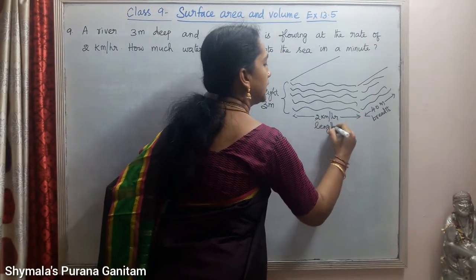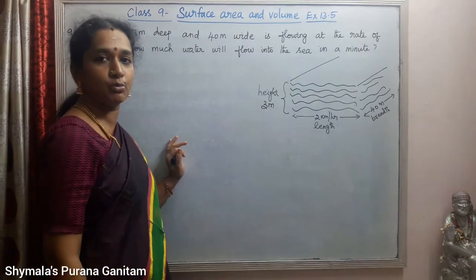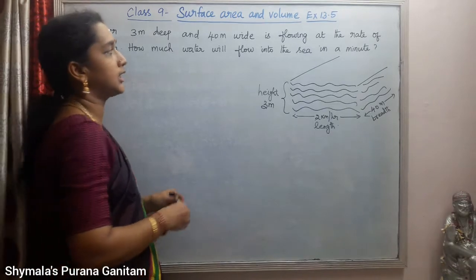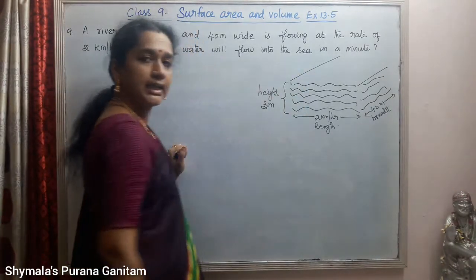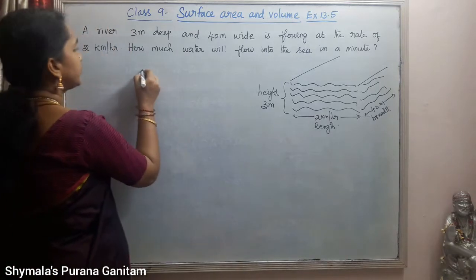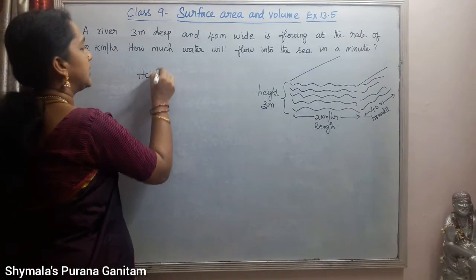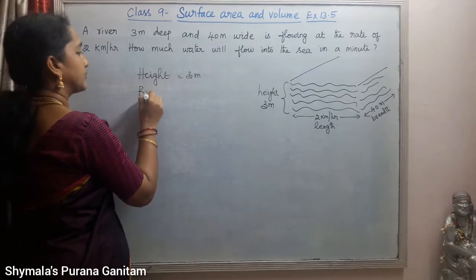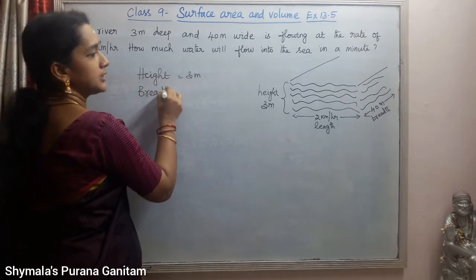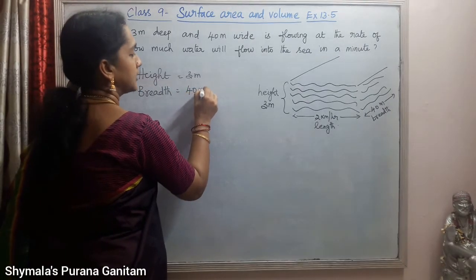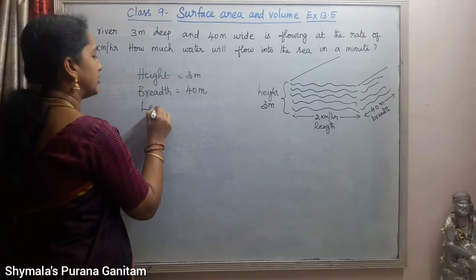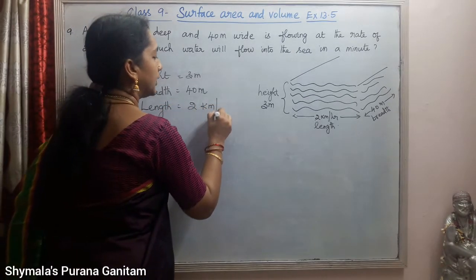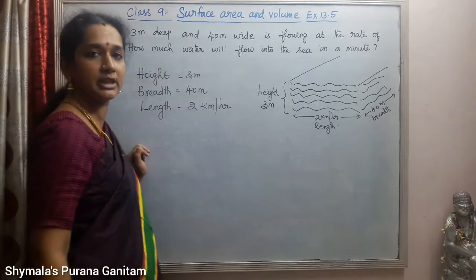So now we got the dimensions of a cuboid. For this we need to find the volume. How much water will flow into the sea in a minute? So height is given as 3 meter, breadth is given as 40 meters, and length is given as 2 kilometer per hour.